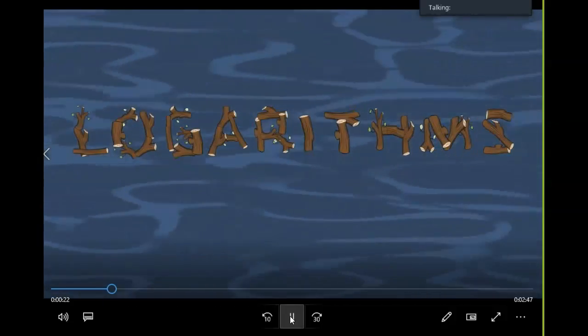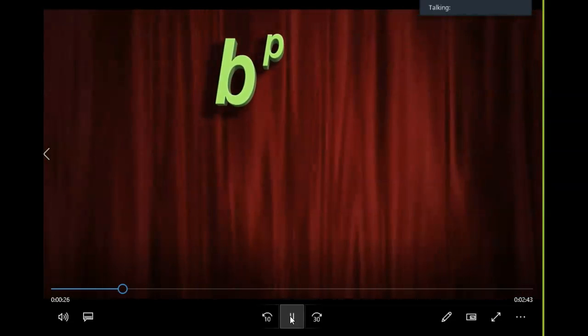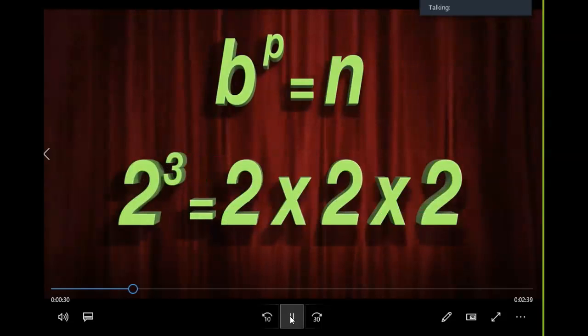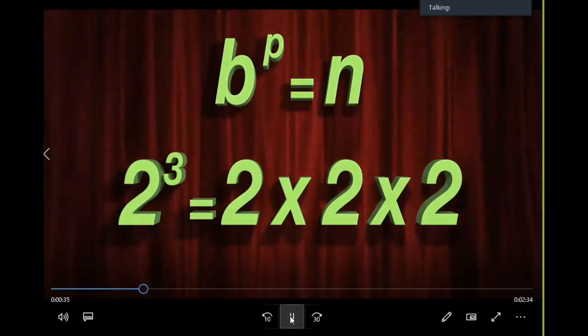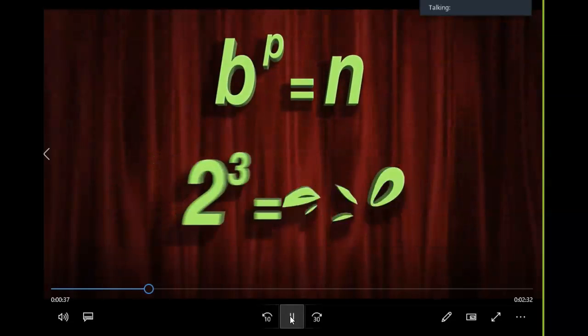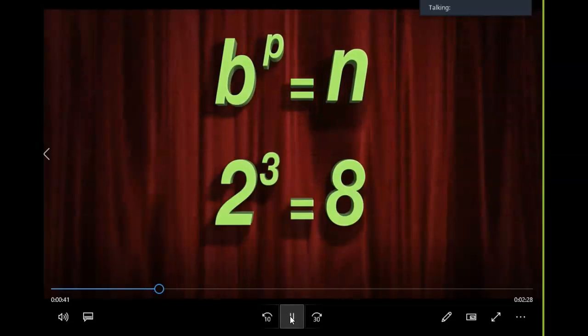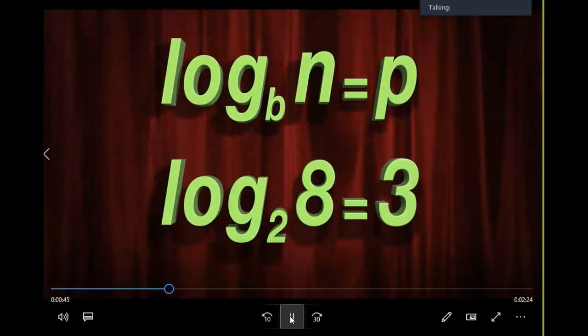Well, what are logarithms? Let's take the base number b and raise it to a power p, like 2 to the third power, and have it equal a number n. We get an exponential equation, b raised to the p power equals n. In our example, that'd be 2 raised to the third power equals 8. The exponent p is said to be the logarithm of the number n. Most of the time, this will be written log base b of the number equals p to the power.